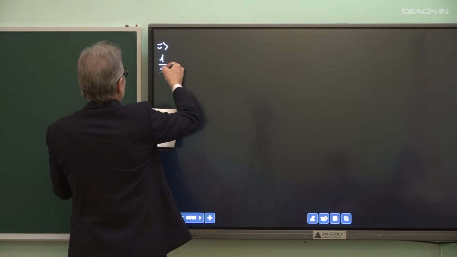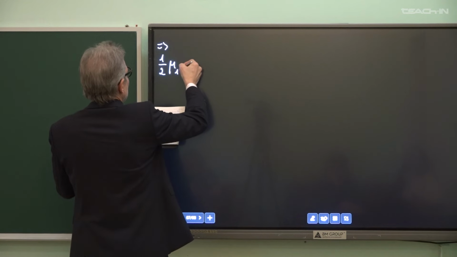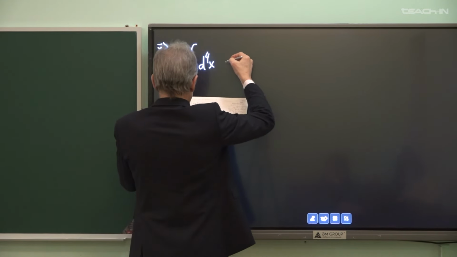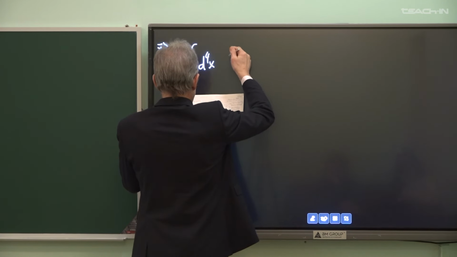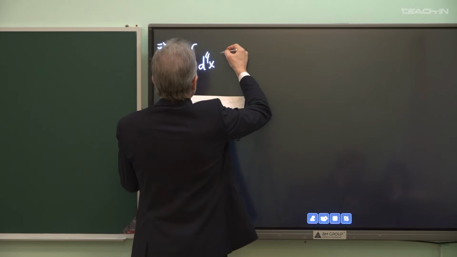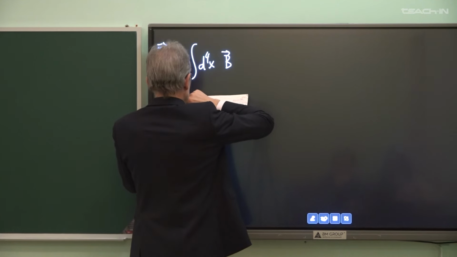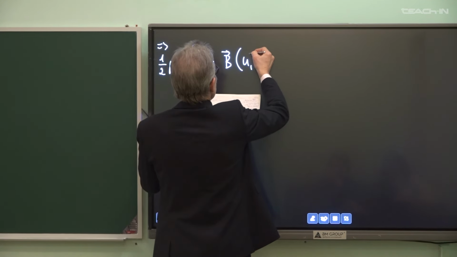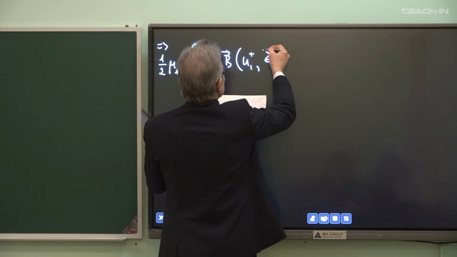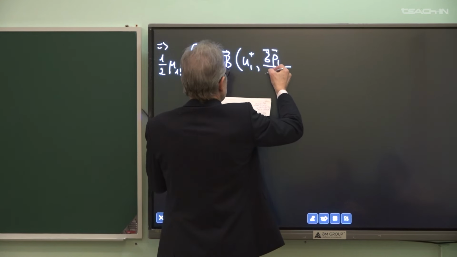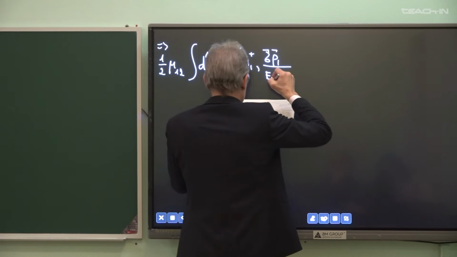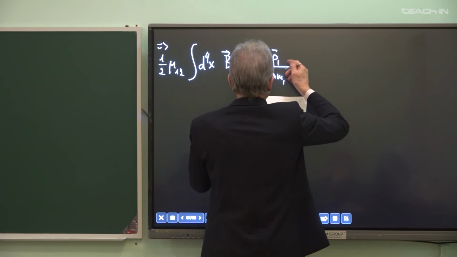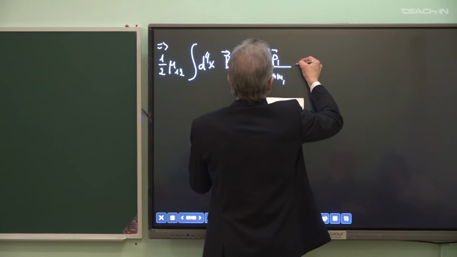The starting point is the following: 1/2 mu 1, 2, the integral over space and time, I just put here a vector B, a 3-dimensional vector, then U1 cross sigma P1 divided by energy of the first plus mass of the first, U1.